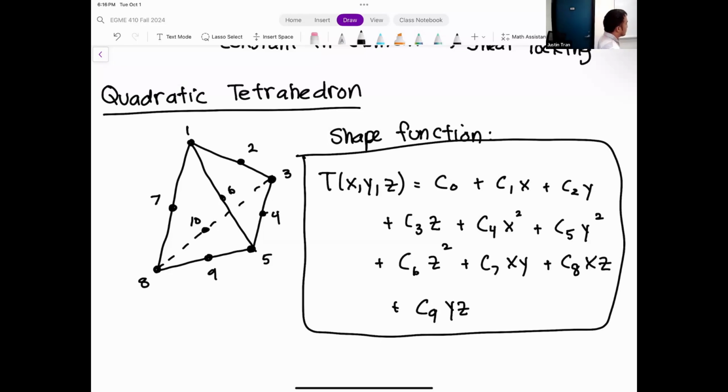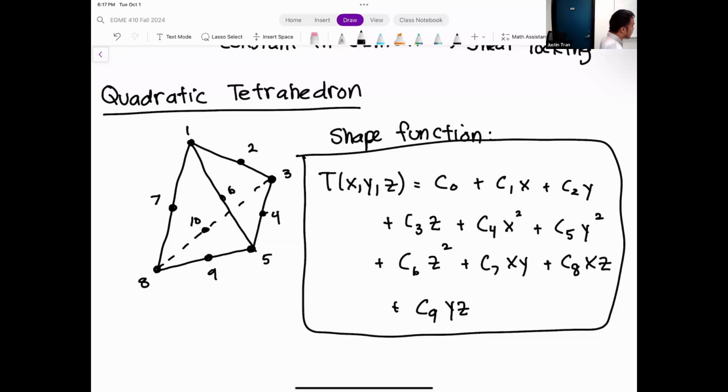All right. So it's a lot of terms, right? And if you compare this to the linear tetrahedron, the linear tetrahedron only had 4 terms. But by going quadratic, we increased the amount of terms by 2.5, right? So we went from 4 to 10. To go from 4 to 10, you multiply it by 2.5.